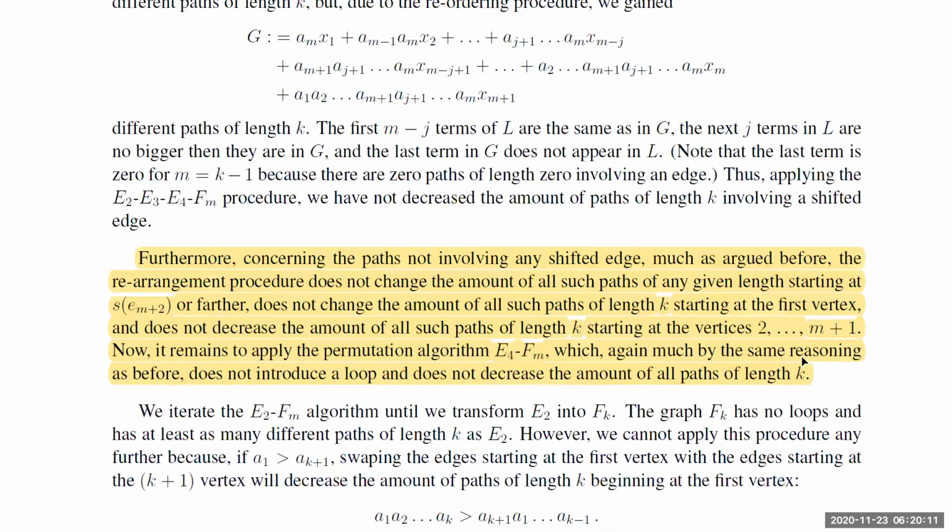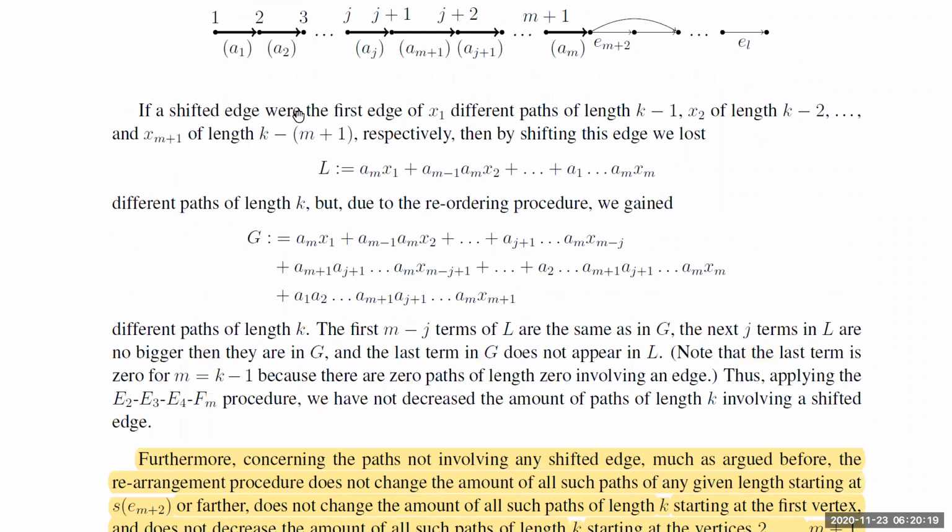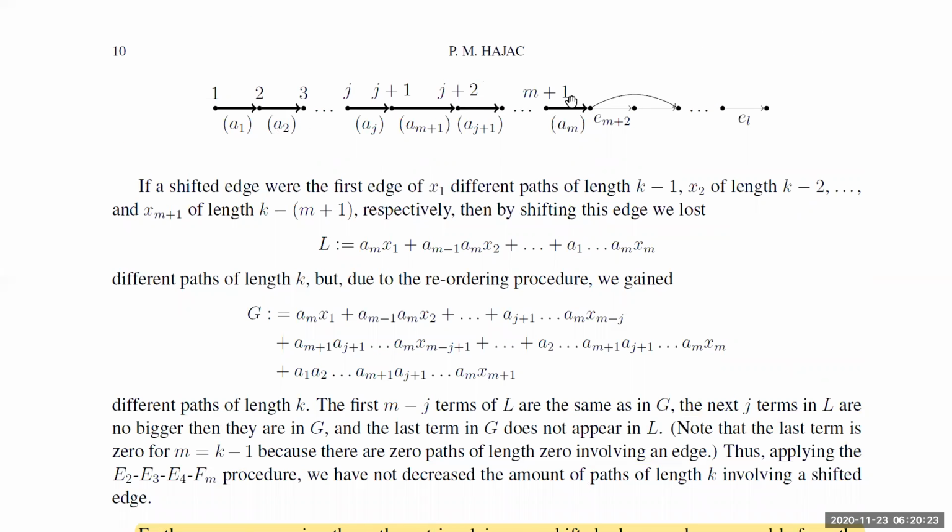And finally, we look at all such paths starting at the vertices 2, 3, 4, up to m plus 1. If you look at such paths, then again, it's much as argued before. We have the product of all these numbers, which counts simply all paths of appropriate length starting from 2 and ending at m plus 2. And then we multiply it by the number of all paths, which is unchanged, of appropriate length, having no shifted vertices, and we look at all paths of an appropriate length, complementing to k the length that we have on the left, that start at m plus 2. This number is unchanged by this rearrangement, it's constant.